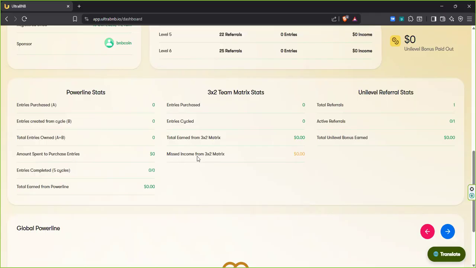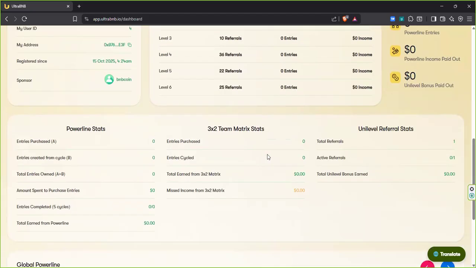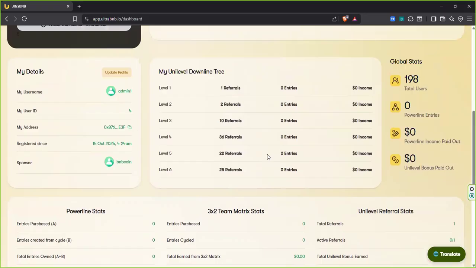Now, the missed income from the 3x2 matrix system are the commissions where you miss out. For instance, assuming you have referred people, and on the day of launch, you failed to purchase your entry, and your downlines do so. Once they make their purchase of entries, you are going to earn in the level network regardless. You earn from there, whether you have an active entry yourself or not. You earn from the level side of the business. That is how it has been created.